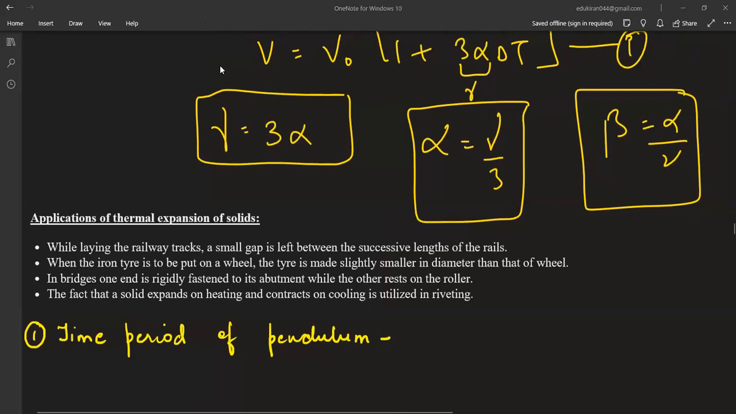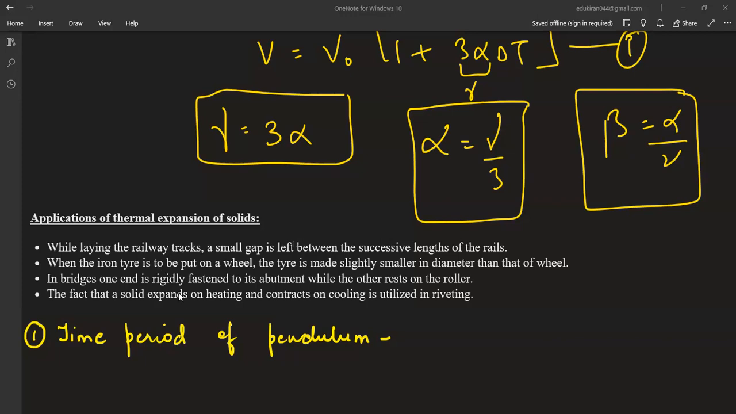Now see, these are certain applications of thermal expansion of solids. First, while laying the railway tracks, a small gap is left between the successive lengths of the rails. Why is this gap left? Because when the train comes, due to the heating effect, the railway track will expand. So that's why a small gap is already left. Otherwise, if there is no space, it would change its shape and produce deformity, which can derail it.